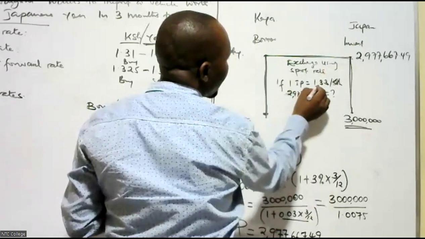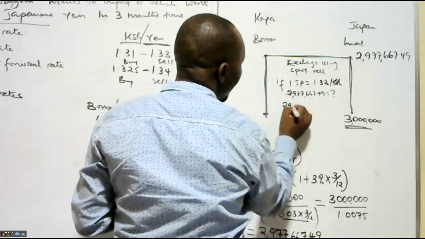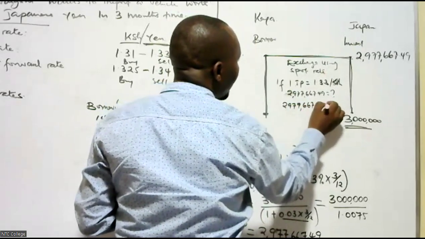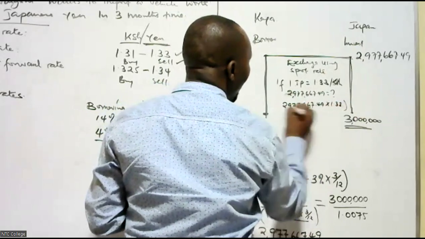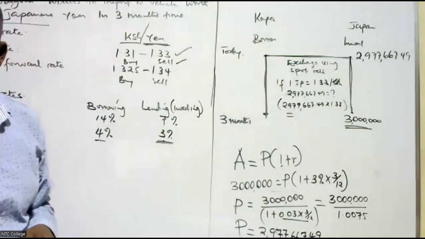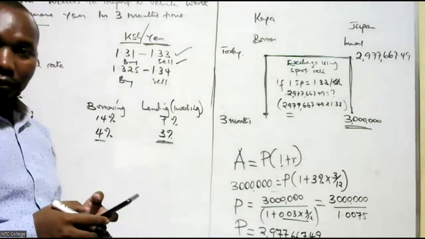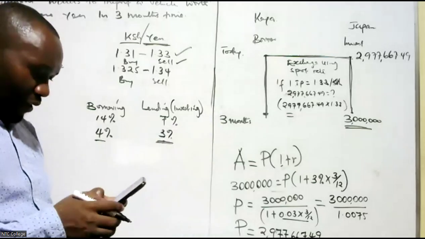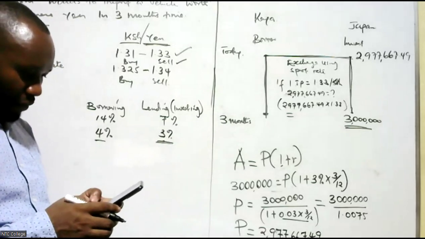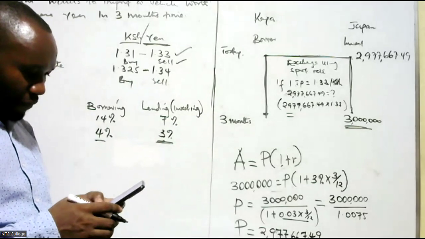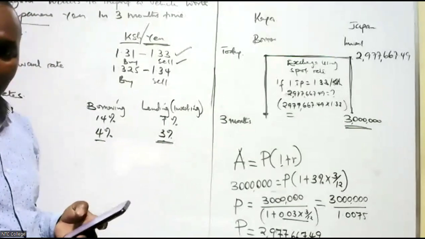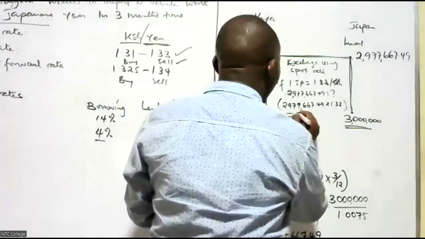You cross multiply this times this all over this. So it is 2.9776667.49 times 1.33. How much Kenyan shillings am I going to give them today? So I'll have 2.77667.49 times 1.33. The amount that I have to give them in Kenya shillings.